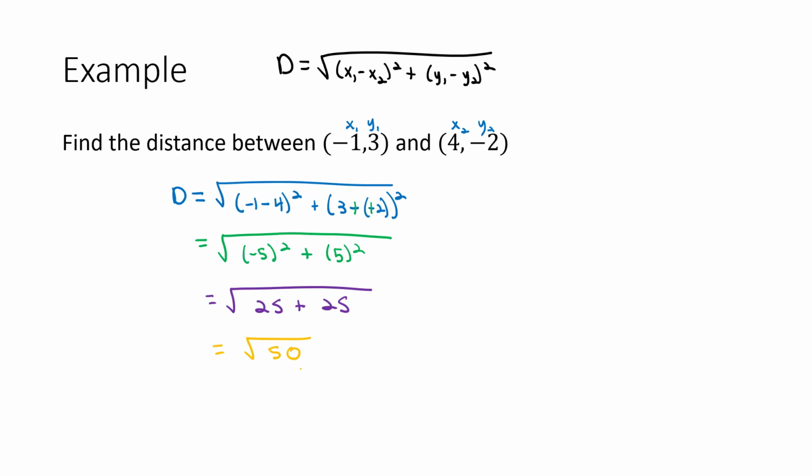And that we can do really quick on a calculator. The square root of 50 is approximately 7.07 units. So the distance between those 2 points is approximately 7.07 units apart. That's the first use of our distance formula, or of our Pythagorean theorem we're going to do today.